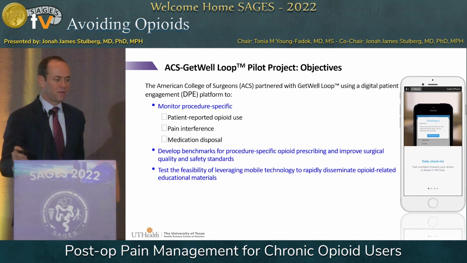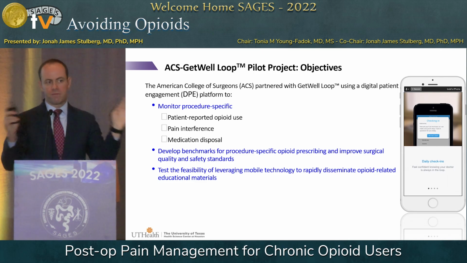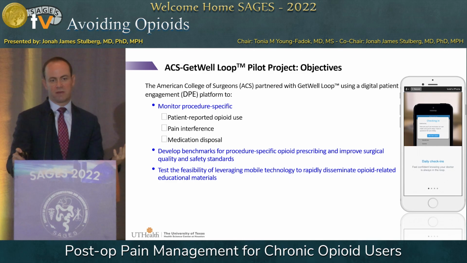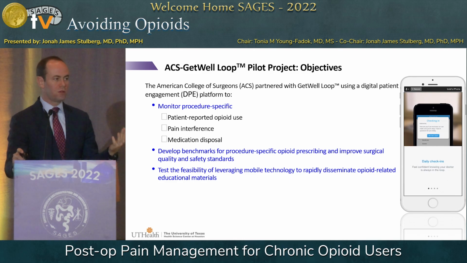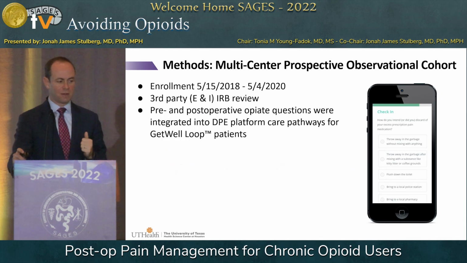I'm going to touch briefly on a study we did with the American College of Surgeons and a company called Get Well Loop. I'm not affiliated with them at all. It was a pilot study. But what we wanted to do is look at a lot of these more difficult questions about opioid use. You'll notice in the literature, almost all of the literature is focused on prescribing, and then they assume use. But use implies that the patient is actually taking the medication. That's very different than a provider saying, here is your prescription, take them if you need.